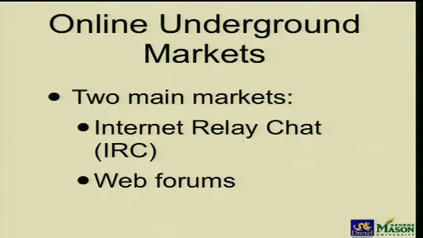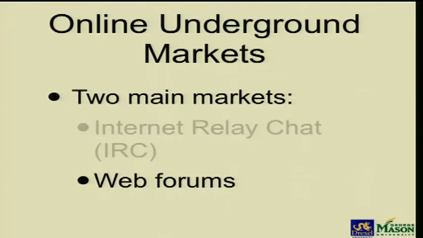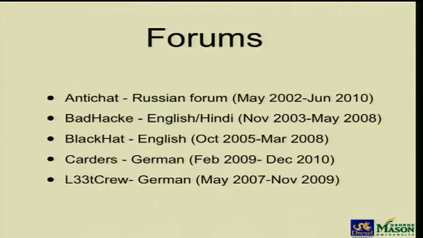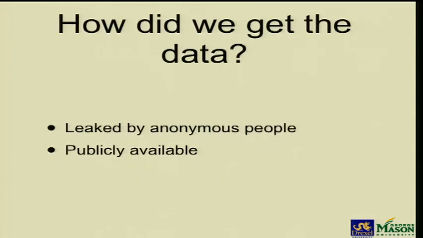There are primarily two underground networks. The first one is the IRC channel, and the second one is the web forum. In this talk, we are only going to focus on the web forums. We had the leaked data set of five forums. The first one was AntiChat, which was a Russian forum. We had two English language forums, Bad Hack and Black Hack, and we had two German language forums, Carders and Lead Crew. So how did we get this data set? This data set was leaked by anonymous people, and when we collected them, they were publicly available on RapidShare.